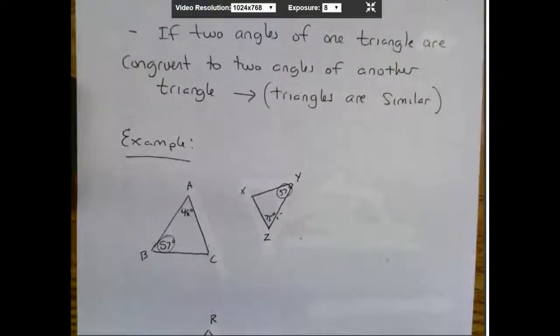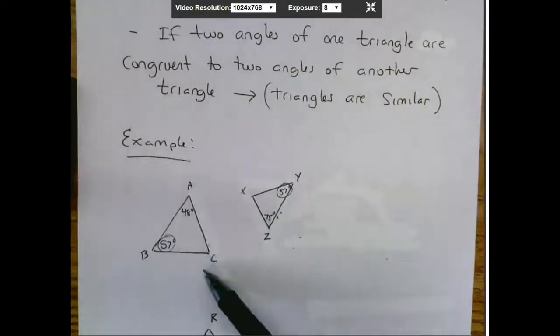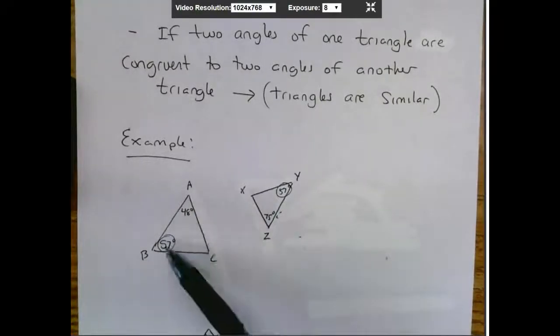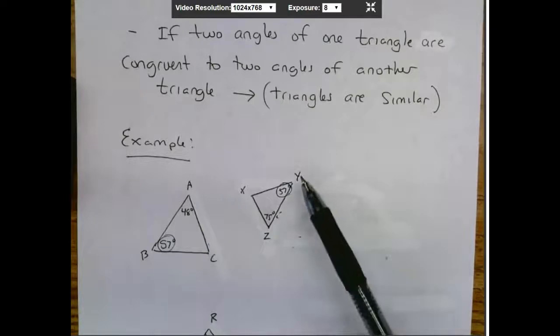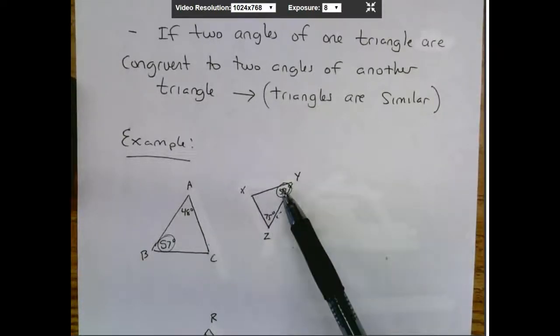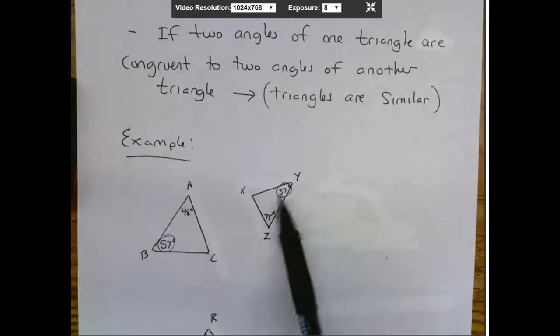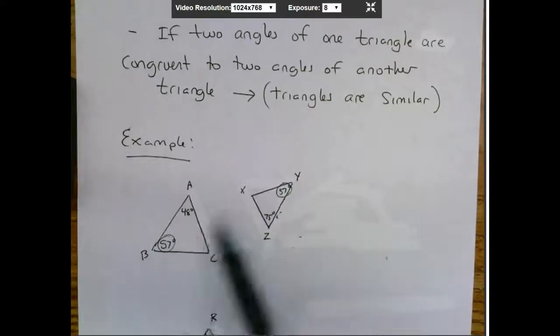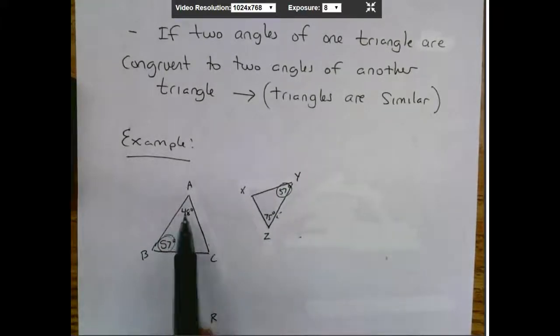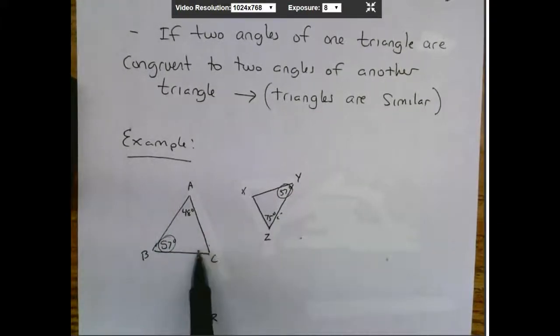So we have these two triangles. We have one triangle ABC that has angles 48 and 57, and the other one, XYZ, has angles of 57 and 75. Now we have two angles that we know are the same, so we have one angle, we just need one more. But here we have a difference, 48 and 75. Perhaps this is 75 and this is 48. We just have to figure that out.